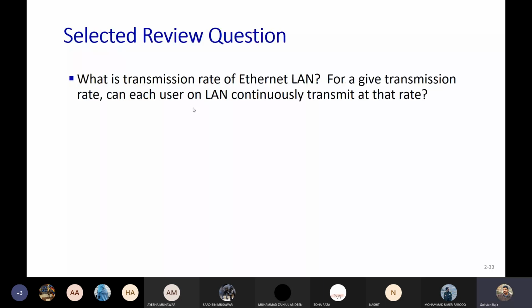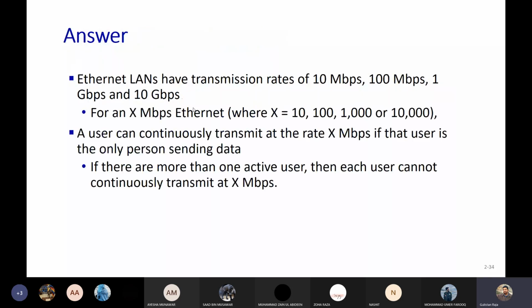So what is the transmission rate of Ethernet LAN? For a given transmission rate, can each user on LAN continuously transmit at that rate? Recall, I have shown you various speeds of Ethernet. So Ethernet LAN can be of 10 Mbps, 100 Mbps, 1 Gbps, and 10 Gbps, right? And a user will continuously transmit at a rate, let's say X Mbps, if the user is the only person sending data. But if there is more than one active user, each user cannot continuously transmit at X Mbps.